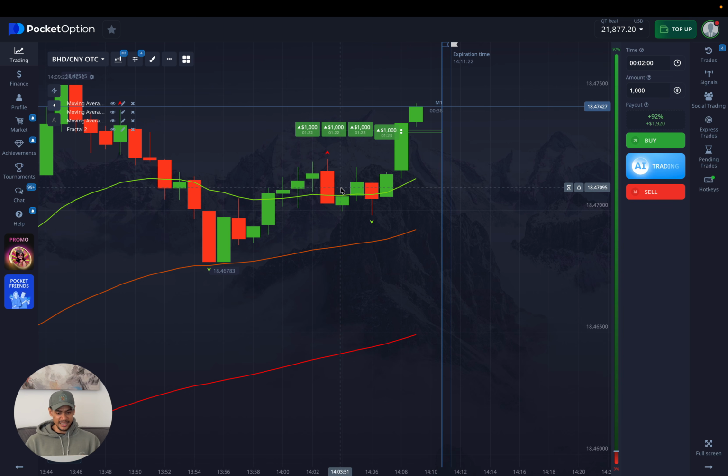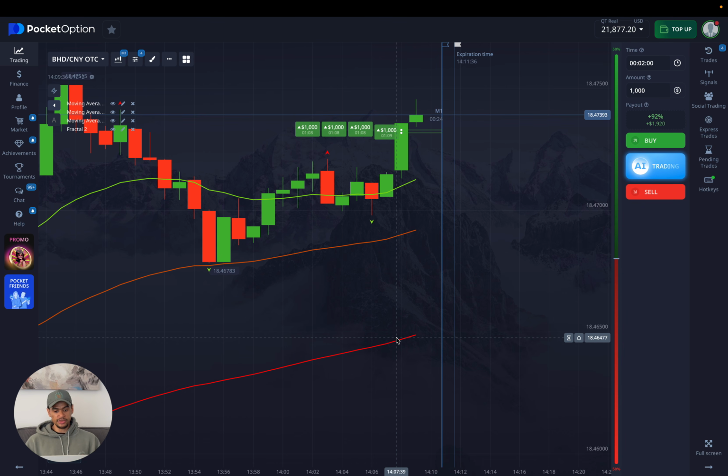The pullback into the moving average, the fractal, three moving averages parallel to each other, and the exact same positioning of these moving averages. The green one above, the orange one in the middle, the red one at the bottom. If you don't have all three of these in place, you do not place a trade.